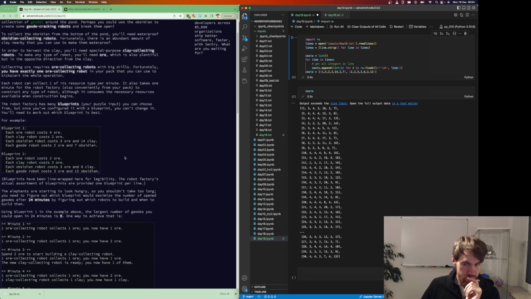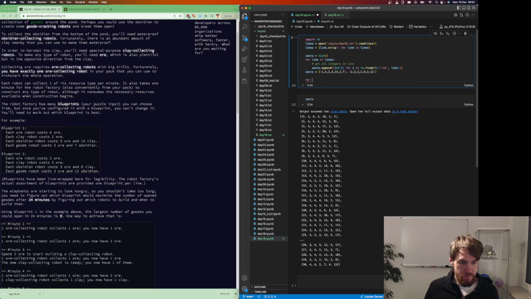Okay. So we have blueprint ID, cost ore robot, cost clay robot, obsidian ore or obsidian clay, geode ore or geode obsidian in costs.